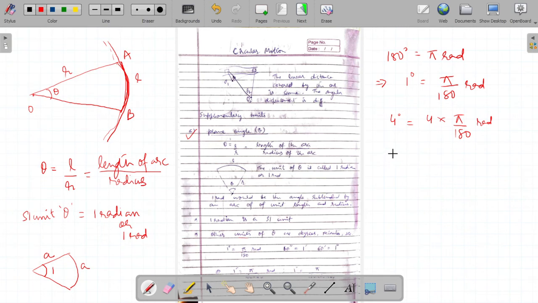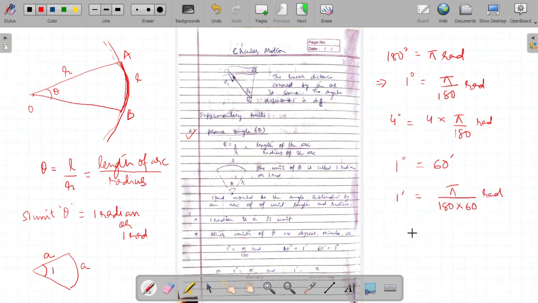Now 1 degree is a pretty small angle, but when we talk about astronomical scales, these angles become even smaller. So even smaller angles which we have is the minute. So we say that 1 degree is made up of 60 minutes. So we'd say 1 minute is equal to pi divided by 180 divided by 60 radians.